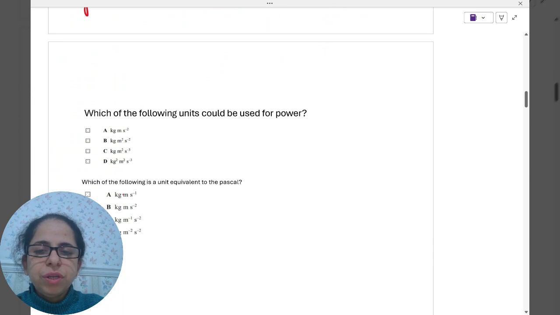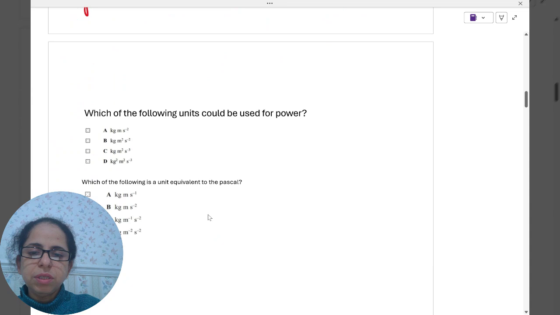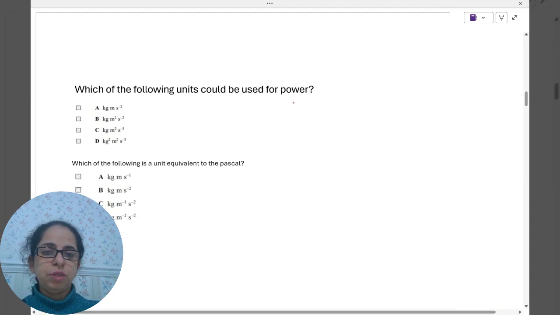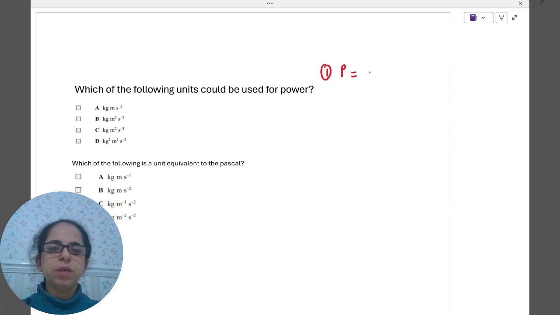Now let's go for the next one. Which of the following units could be used for power? These are your actual exam questions. So I'm just going to think of my first step, the formula. Which formula can I use for power? Think of the simplest formula. Do not go for the complicated formulas because then your rearrangement part would become difficult. The simplest formula is energy over time. Energy, we just derived earlier, which is kg m squared s to the power minus 2. Time is s.